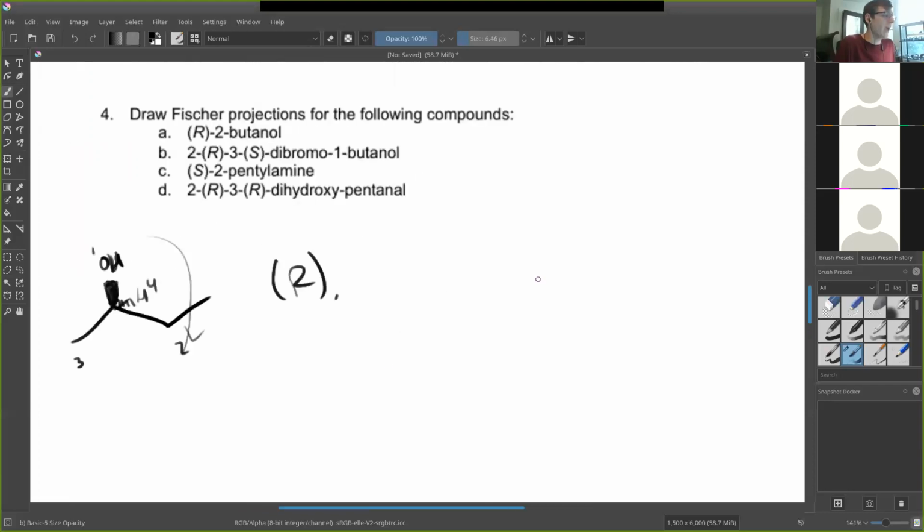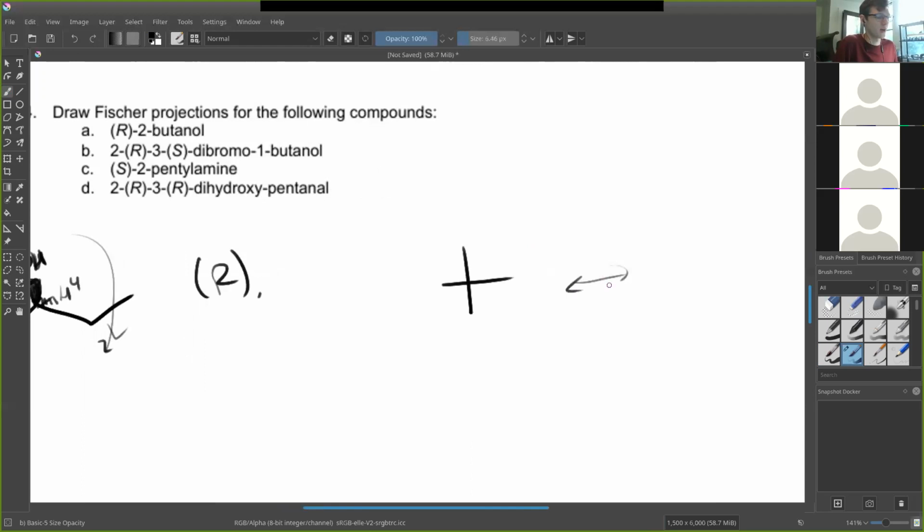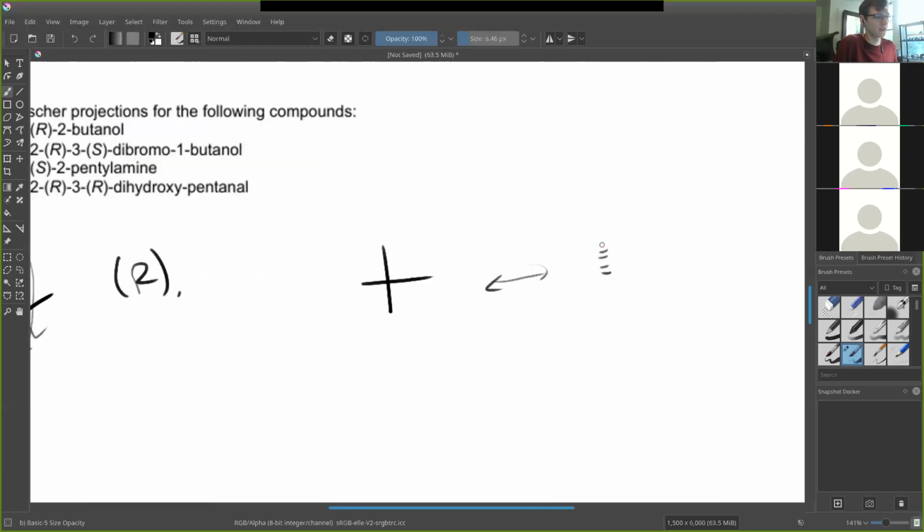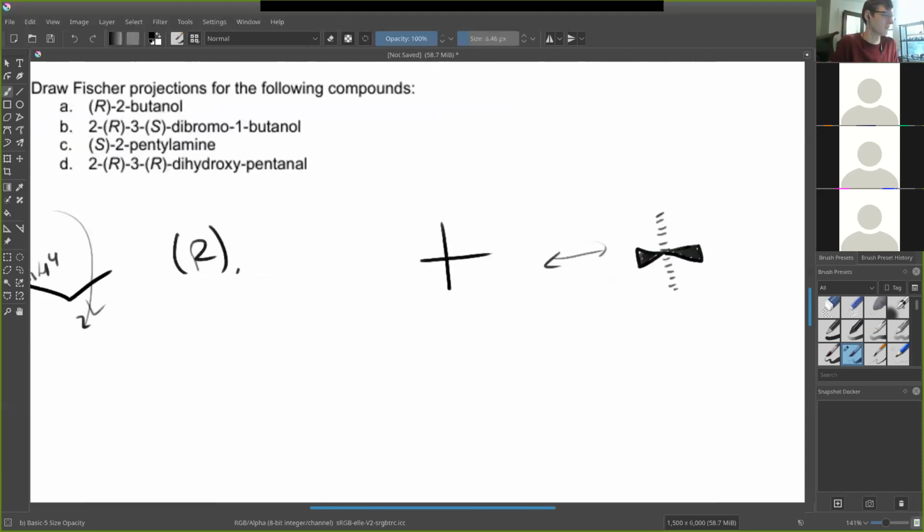Okay. And I might have mentioned this before, but the idea with Fisher projections is that you draw them like a cross, right? And then this corresponds to something that looks like you're going back into the page, and then you're going out of the page on the sides. Okay. The way that I remember this is that it looks like a bow tie, right, with these dashes here. So I don't know. That's a really crappy way of remembering it, but whatever.